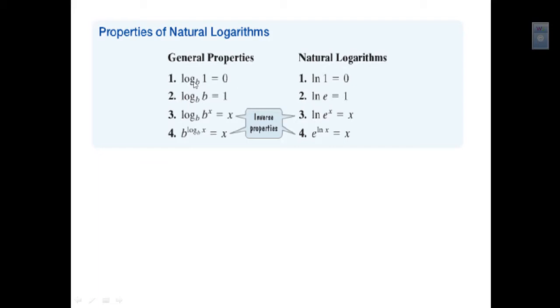All right, and here are the properties of natural logs. Hey, guess what? They're the same ones. Except for the bases, remember the base is e, so we have to use those.